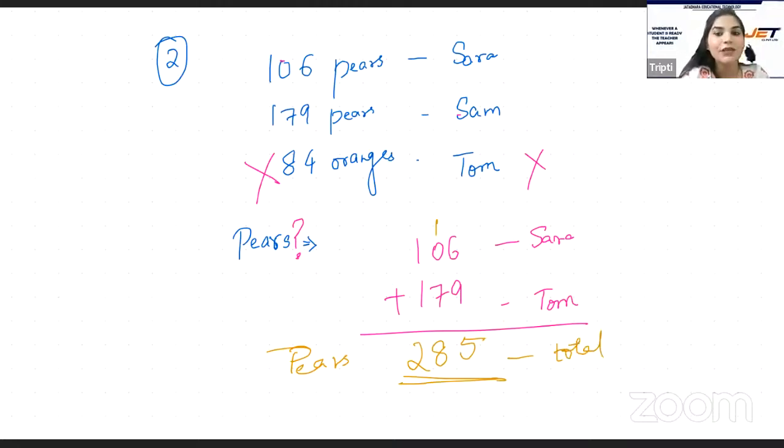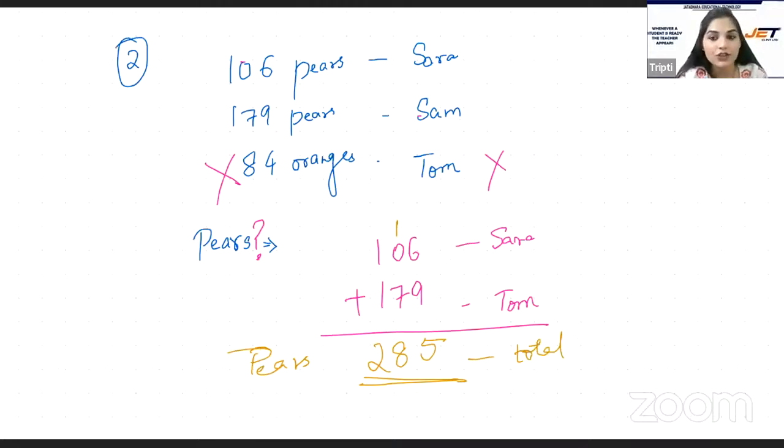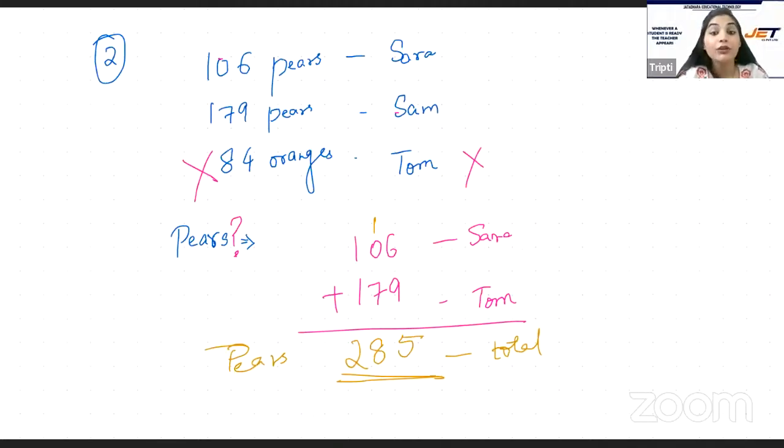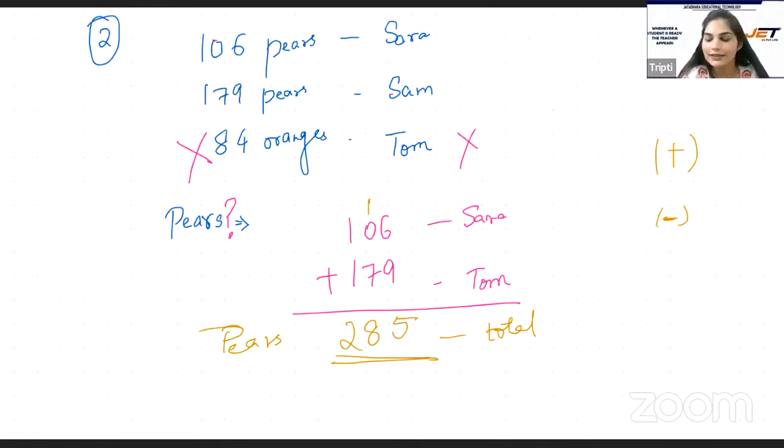When you need to know about the collection or altogether, then you need to add. But when you need to know about how many are left or remaining, left over, take away, then you need to subtract, right? It's very easy. Okay, next one we are going to do.